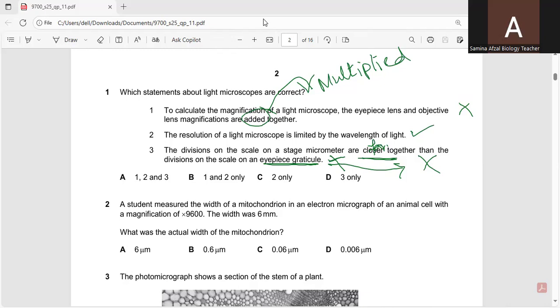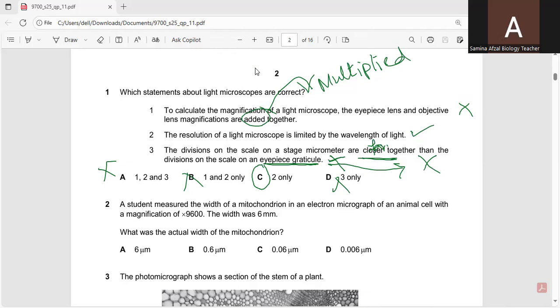So only statement number 2 is correct, and the answer is C. A, B and D are not correct options. Only according to these statements, only the C answer is correct.